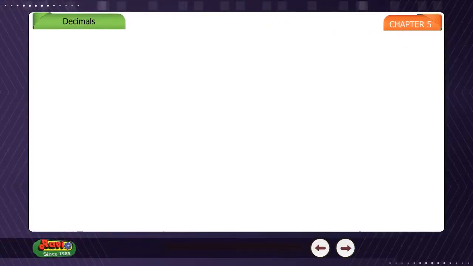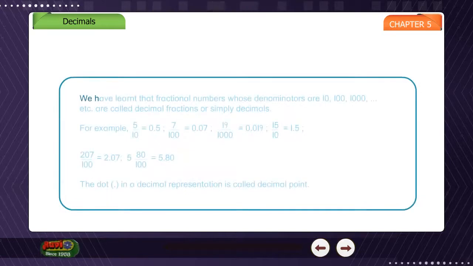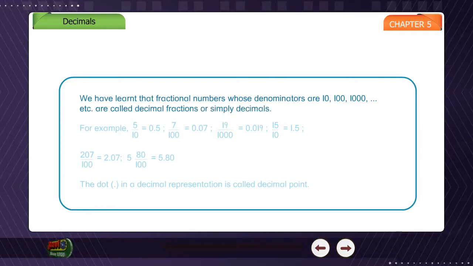Chapter 5, Decimals. We have learned that fractional numbers whose denominators are 10, 100, 1000, and so on are called decimal fractions or simply decimals. For example, 5 by 10 is equal to 0.5. 7 by 100 is equal to 0.07. 19 by 1000 is equal to 0.019.